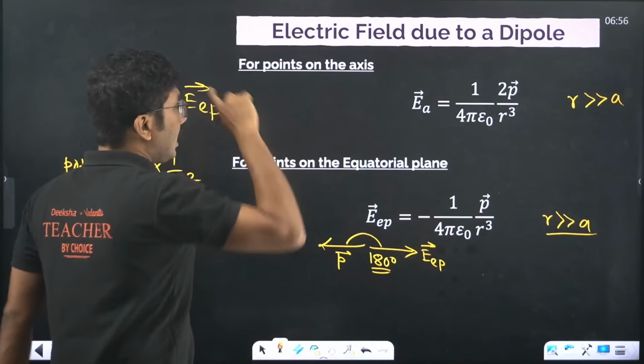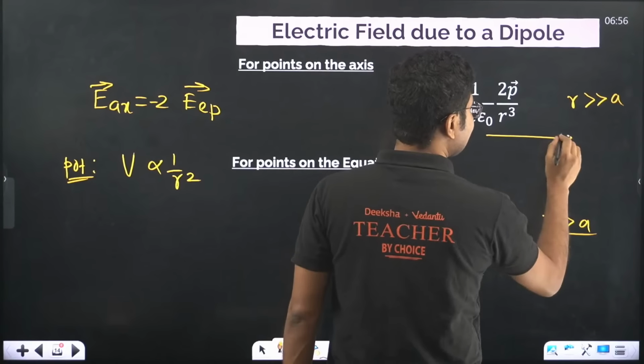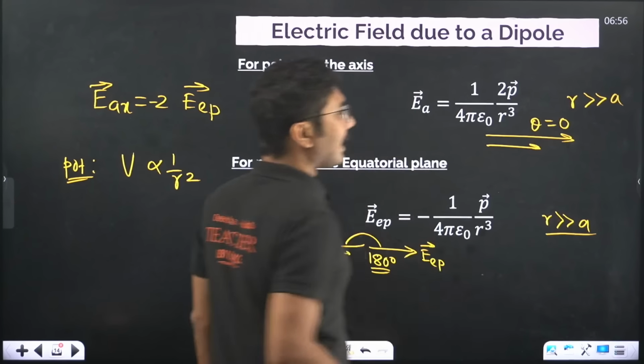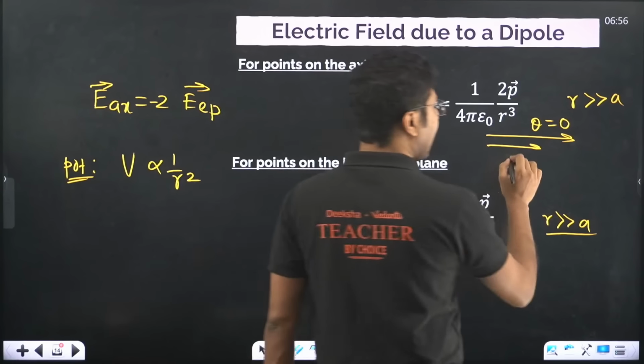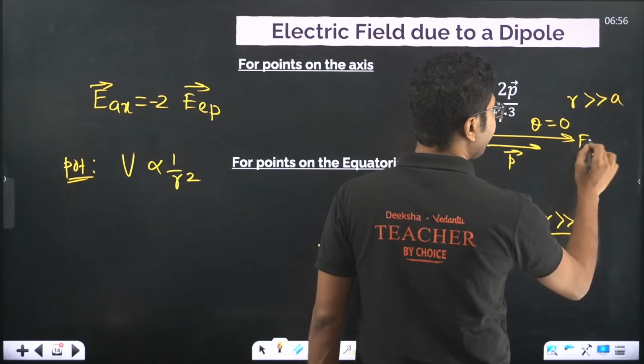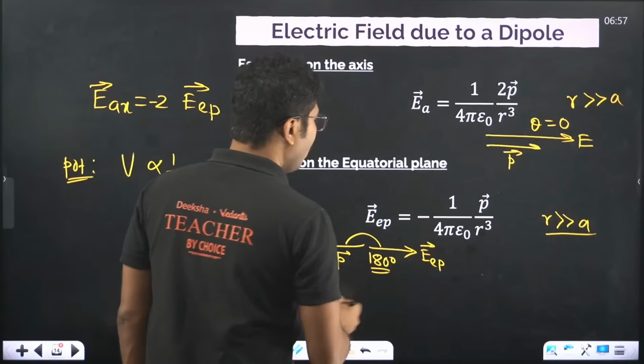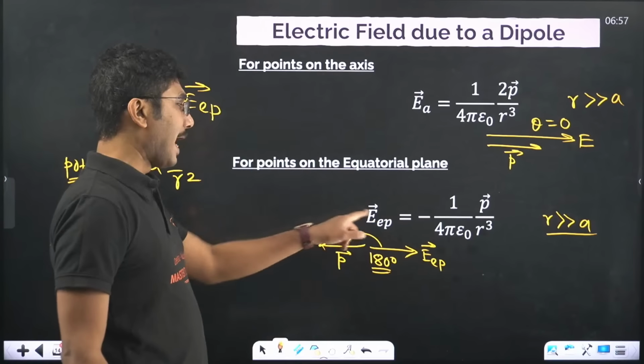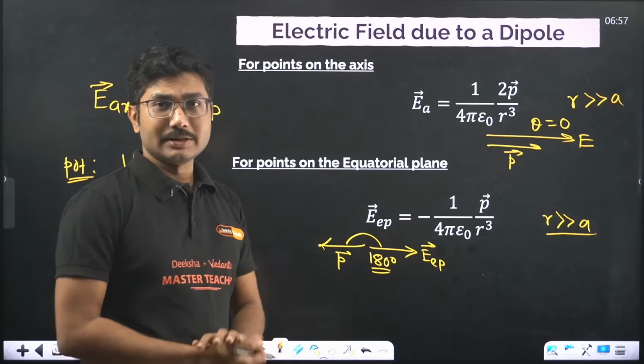Angle between dipole moment and electric field: for the axial plane it is 0, and for the equatorial plane the dipole moment and electric field are opposite, so the angle is 180 degrees. That's the reason it is minus.